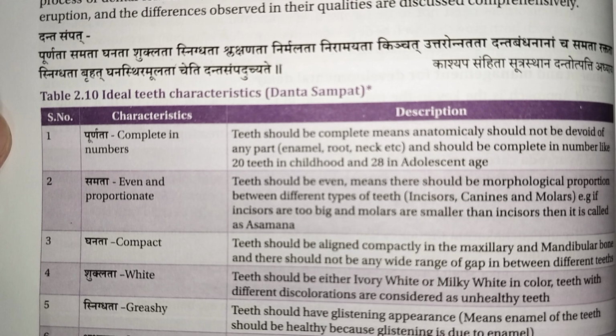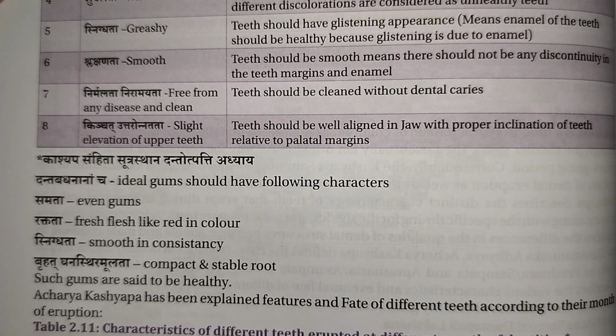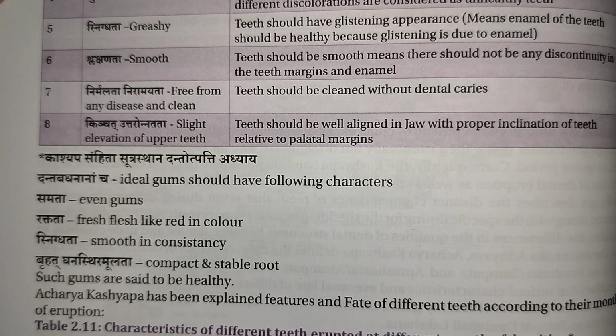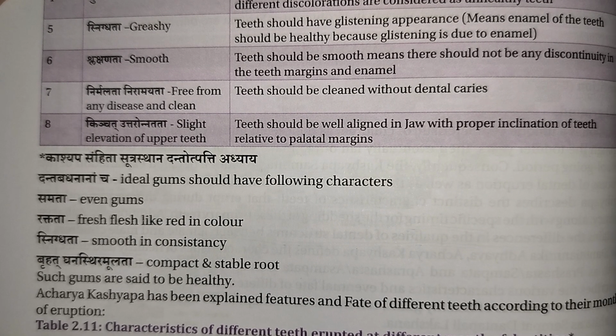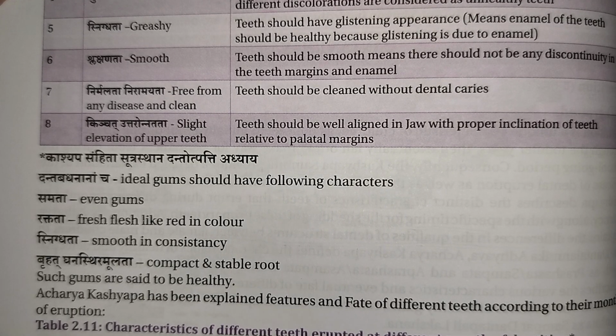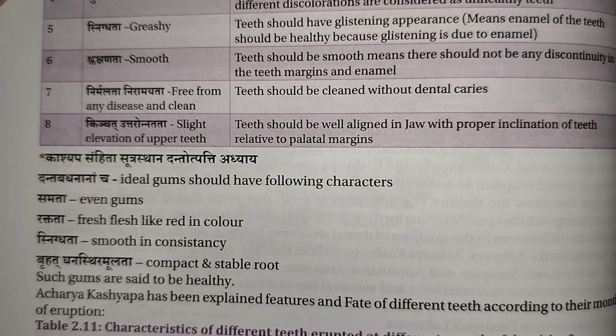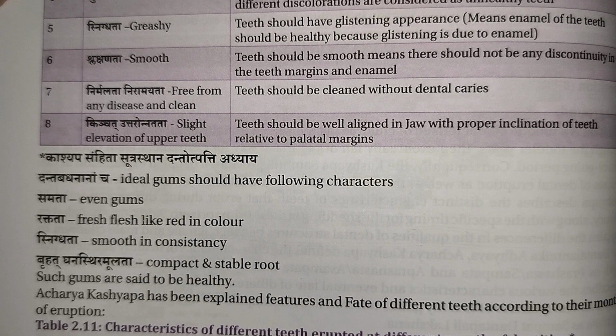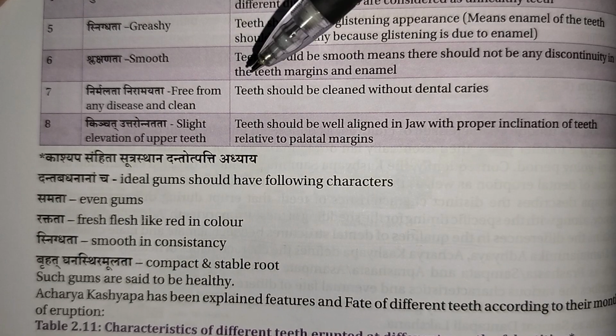So next we will see regarding the gums. Acharya Kashyap has not only mentioned the ideality of the teeth, but also explained what kinds of gums are to be called ideal, or danta sampat quality. That is danta badhananam cha.